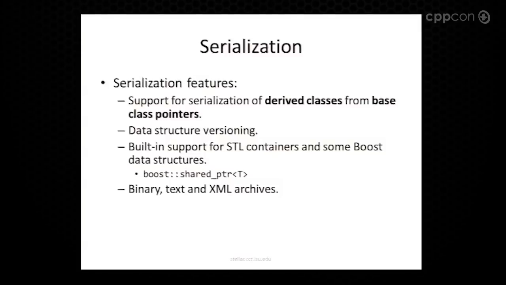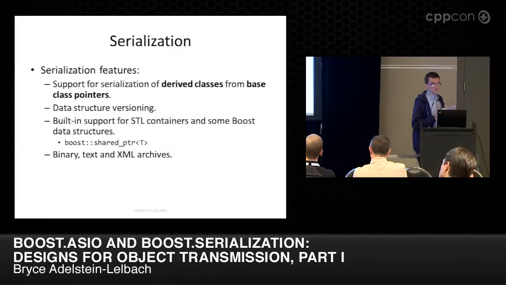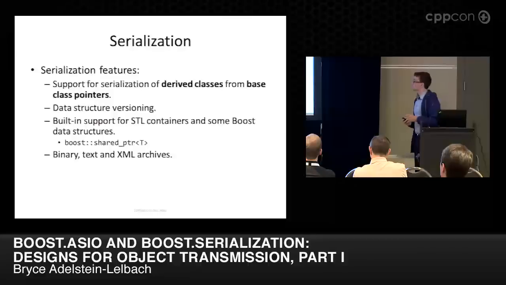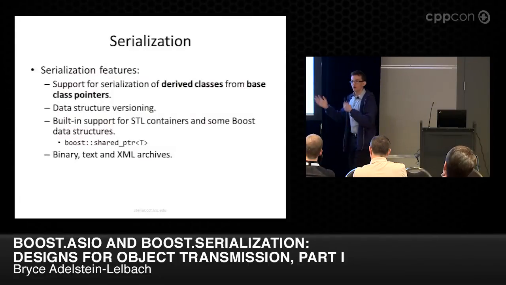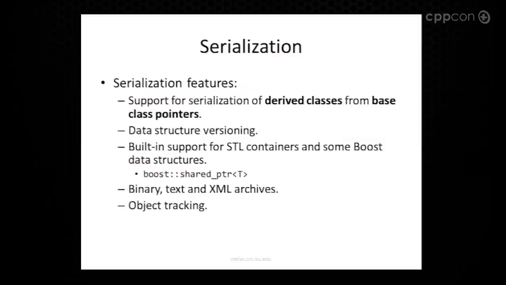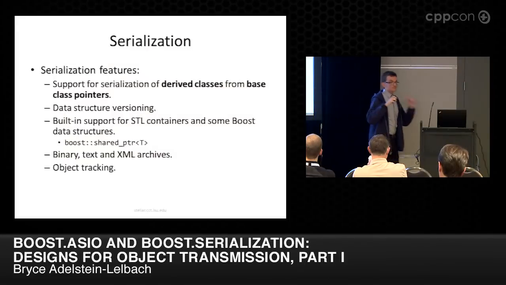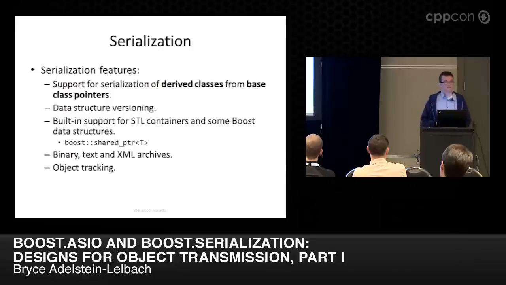And it's got multiple different formats, and you can write your own. So it's got a binary format, text, and XML. For my work, we use a better binary format where we have much smaller messages, a compressed version. And we have an archive where we can actually just run it through gzip to get even smaller messages. And it's got object tracking. This is important because if I try to serialize a couple different pointers to the same object, it'll figure it out, and it'll only put it in there once so that you don't have multiple copies of the object.